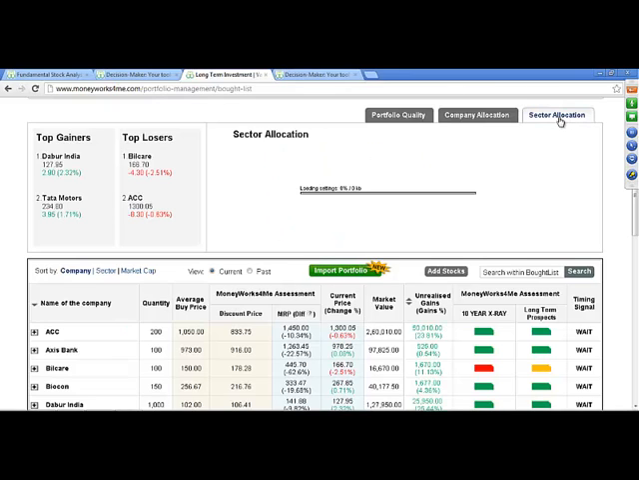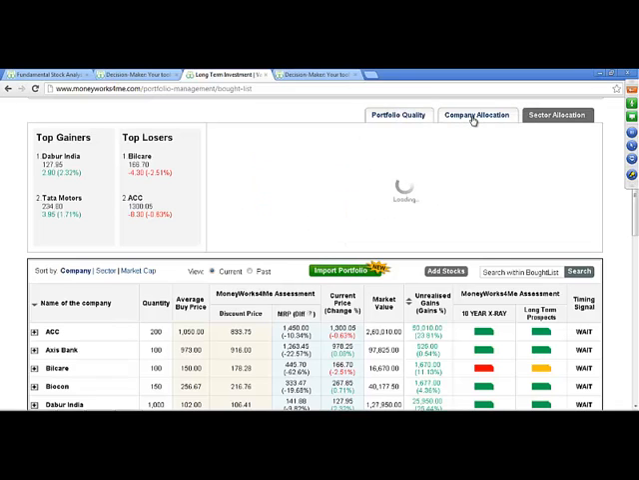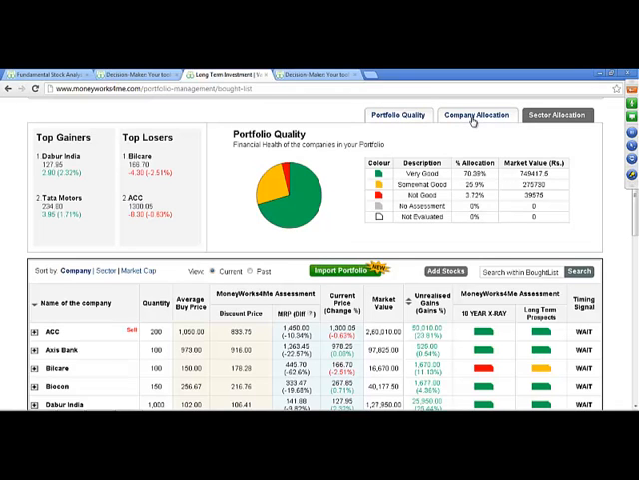Similar logic goes for sectors as well. So ideally I should not be more than say 25% in a particular sector. Here I am to the tune of 27% in construction and infrastructure, so I can maybe consider reducing my exposure to this sector. So these three graphs will basically help you have a good diversified portfolio and also ensure that you are invested in green companies.